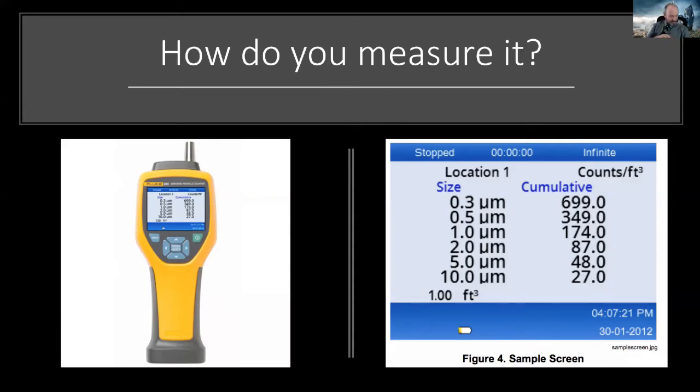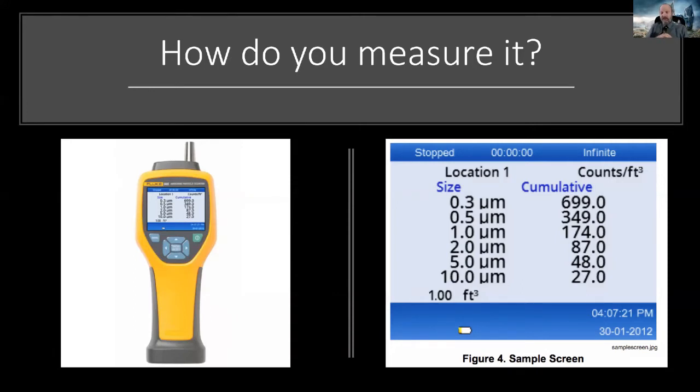Eric says they pull a specific rate, probably a specific volume per unit time, and measure based on how many particles you encounter over that time. That's correct. But it's tough to measure the particles, the number of particles and the size. You get a size distribution as well.